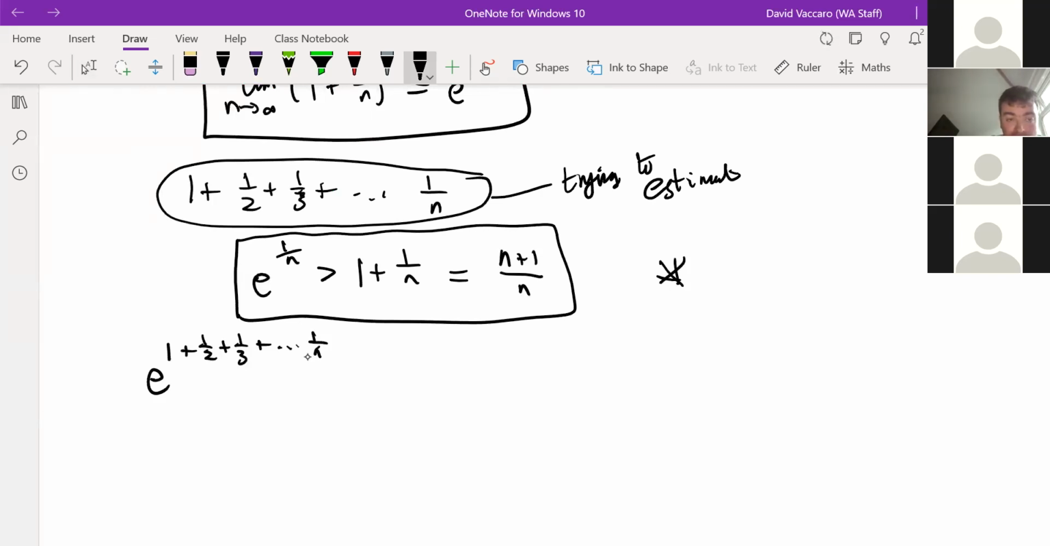Now, what I'm looking at is e raised to the power of 1 plus a half plus a third plus ... 1 over n. Now, e to the sum is the same as what? So if you do e of a plus b, what is e of a plus b? The same as? Well, e of a plus b is the same as e of a times e of b.